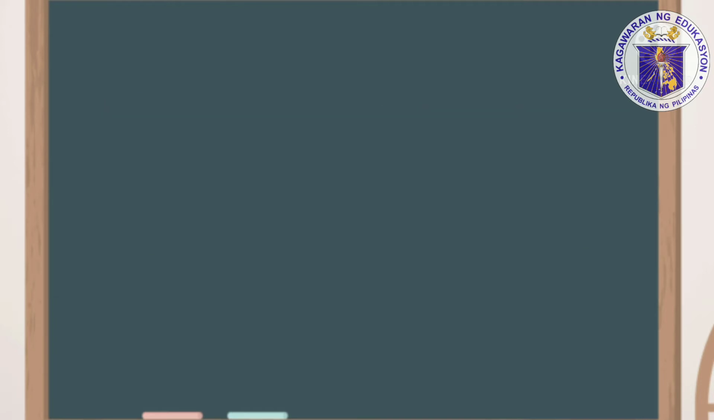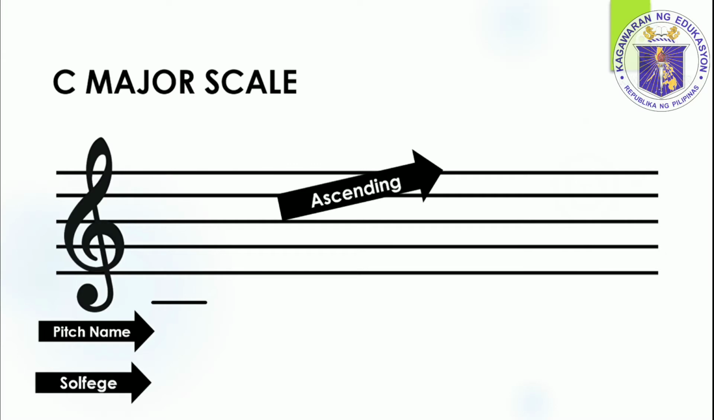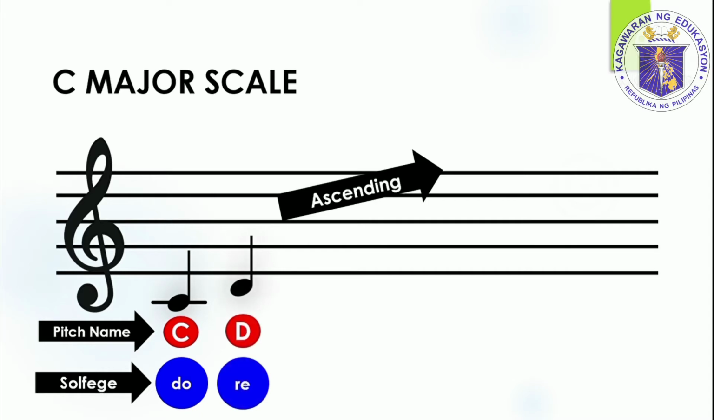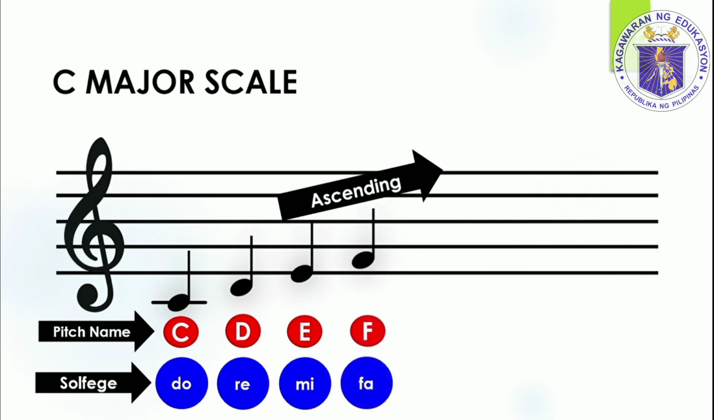Let us construct the C major in ascending manner. The home tone of C major is Do, and it is located on the ladder line below the staff. The note on the space above Do is Re. The note on the line above Re is Mi. The note on the space above Mi is Fa.